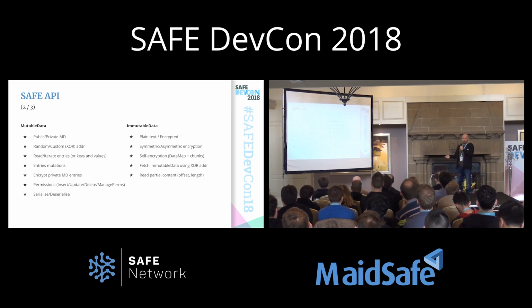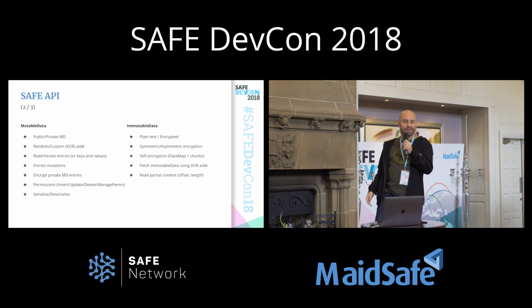And also you are able to read partial content from this immutable data. And this is how we are able to support the content streaming from the web fetch, because basically we use the immutable data partial content functionality.